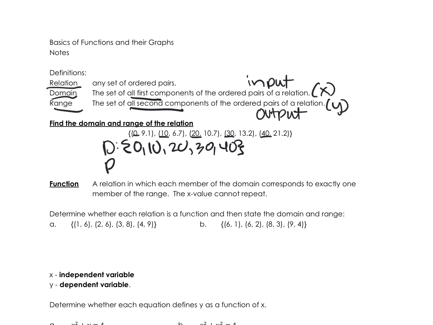Then my range will be all of the y values. So that's going to be 9.1, 6.7, 10.7, 13.2, and 21.2.